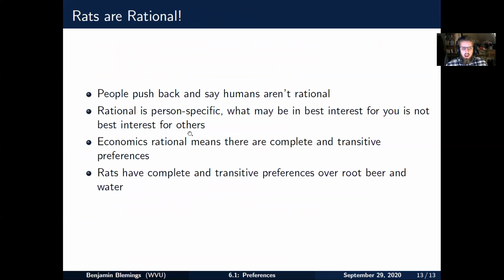So rational is person specific. What may be in the best interest of one is not necessarily in the best interest of others. Economics rational just means that you have complete and transitive preferences over choices or bundles of goods. And we know that rats actually have complete and transitive preferences over root beer and water in an economics research article published in 1975. So for a long time, we know that a species less cognitively complex than humans is still able to have rational and transitive preferences. And that'll be a part of the discussion board next week, I'm pretty sure.